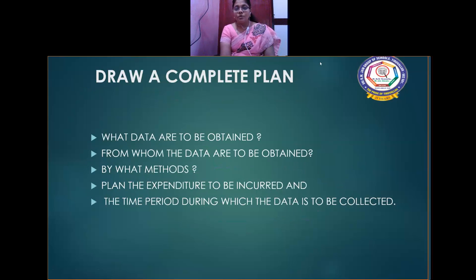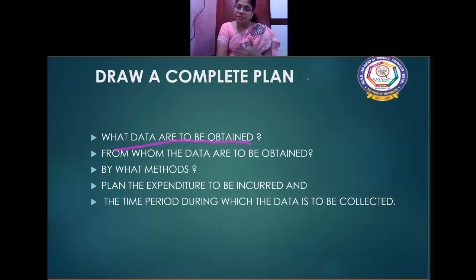First one, draw a complete plan. So you have to decide what ought to be obtained. You have to decide what information you require and for what purpose you are collecting the data. And it is necessary to draw as complete a plan as possible before the actual collection begins. So before collecting the data itself, you should have a complete plan.